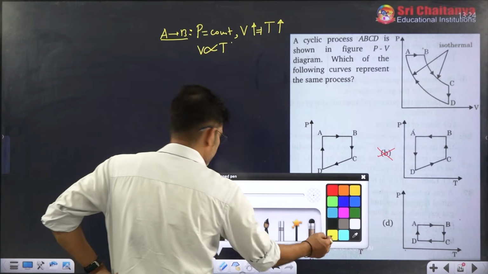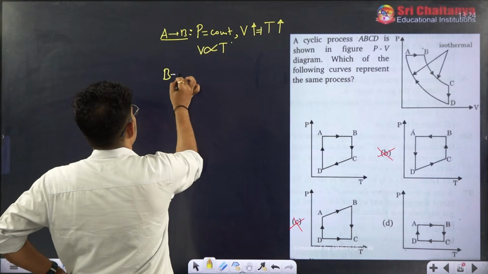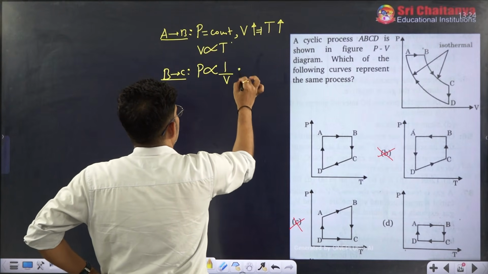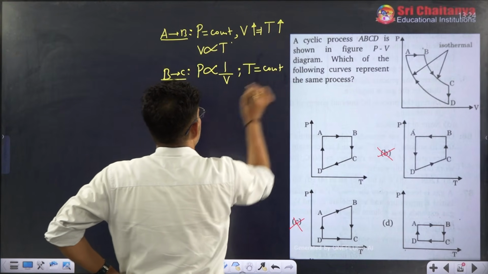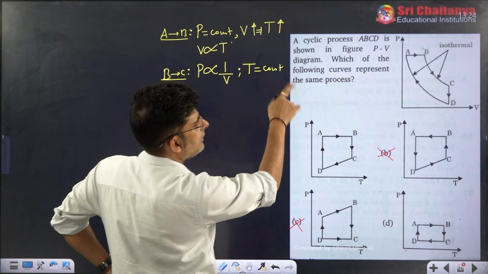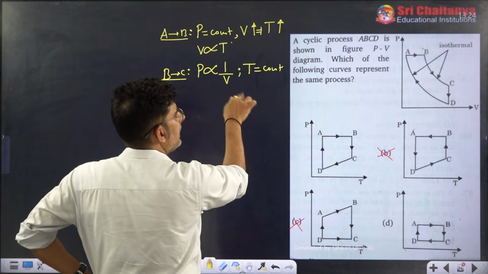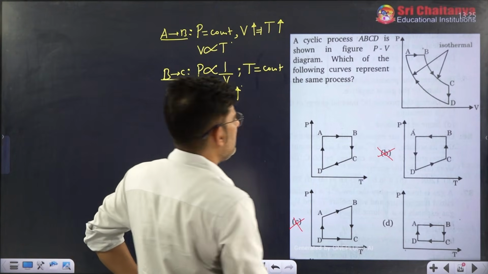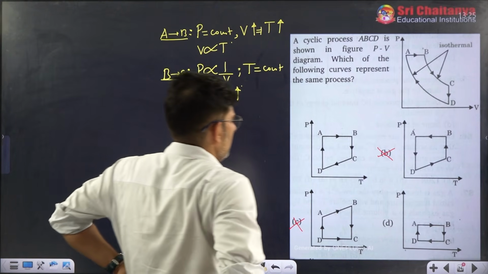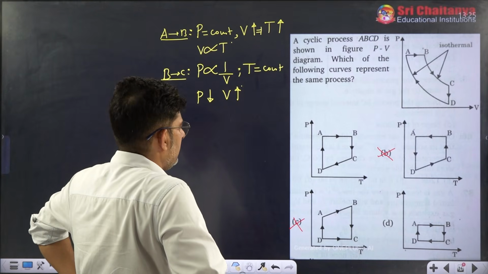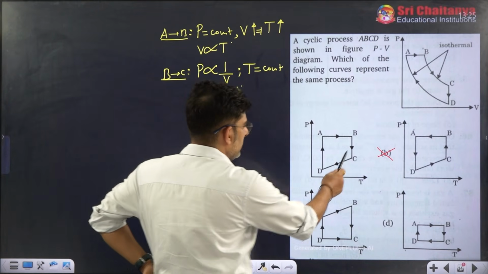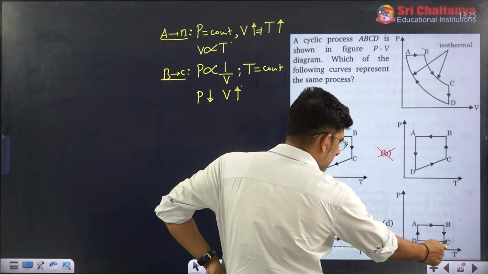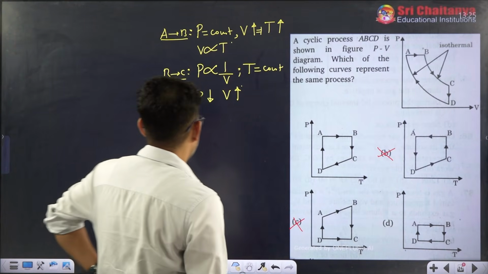Now next we have the process B to C. This is isothermal. Isothermal, pressure is inversely proportional to volume and temperature is constant. And what is happening to the volume? You can see volume is increasing, pressure is decreasing. So pressure decreases and temperature is constant. B to C, pressure decreases and temperature constant. Here pressure decreases, temperature constant. These two are correct till now.